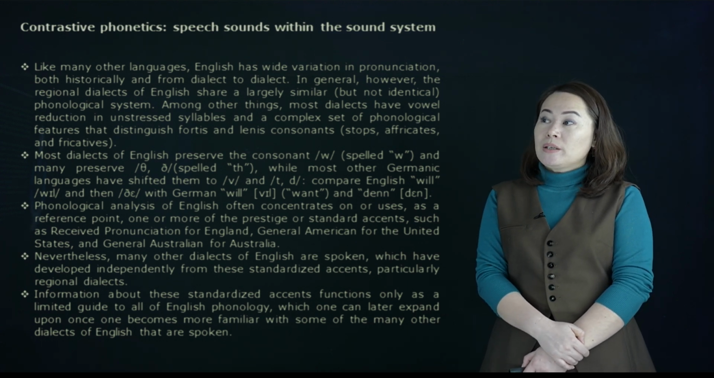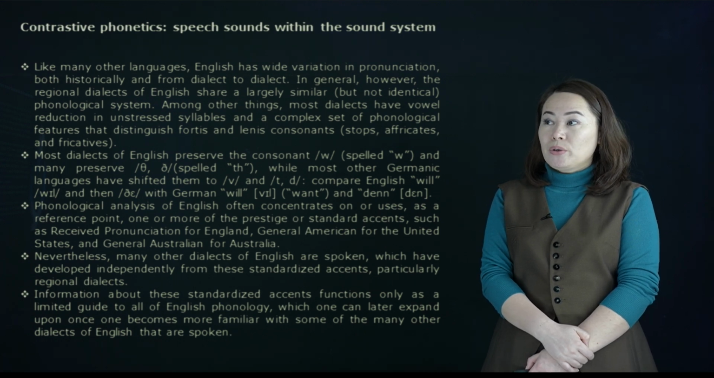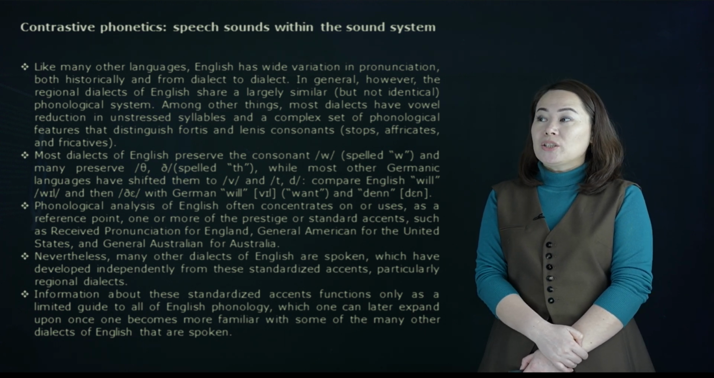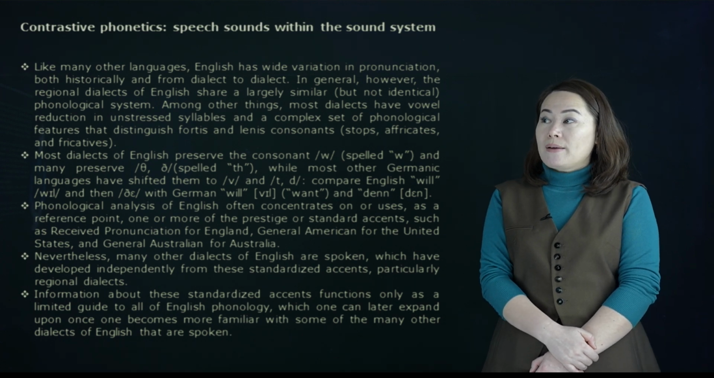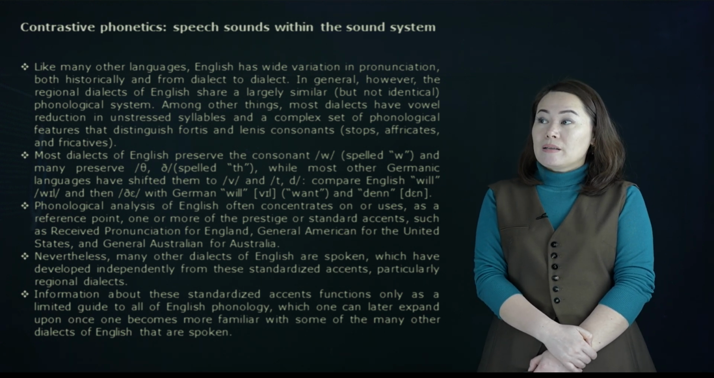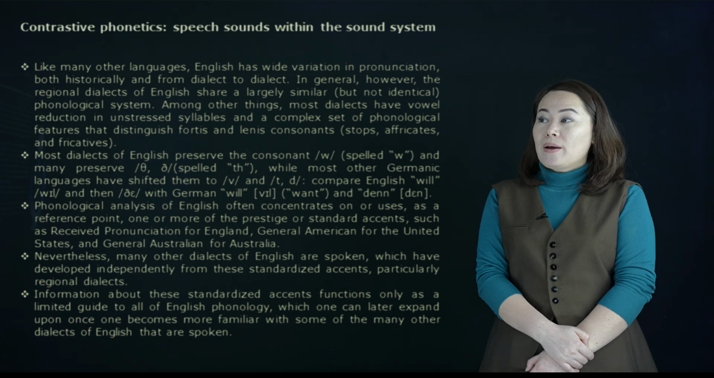Most dialects of English preserve the consonant W, spelled W, and many preserve the sounds spelled TH, while most other Germanic languages have shifted from them to V and T. Compare English will and then, with German will, want, and then.